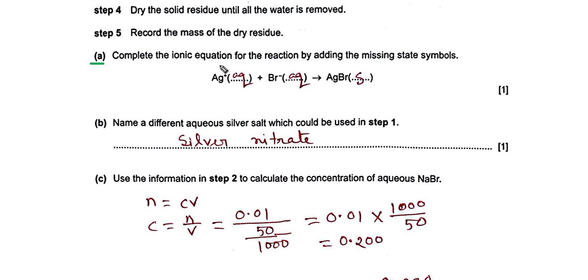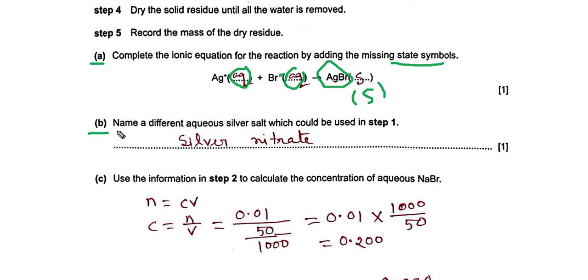Complete the ionic equation for the reaction by adding the missing state symbols. Silver ion aqueous, this is soluble. Bromide ion aqueous. Silver bromide is the cream precipitate. Precipitate means solid, so the physical state will be S.